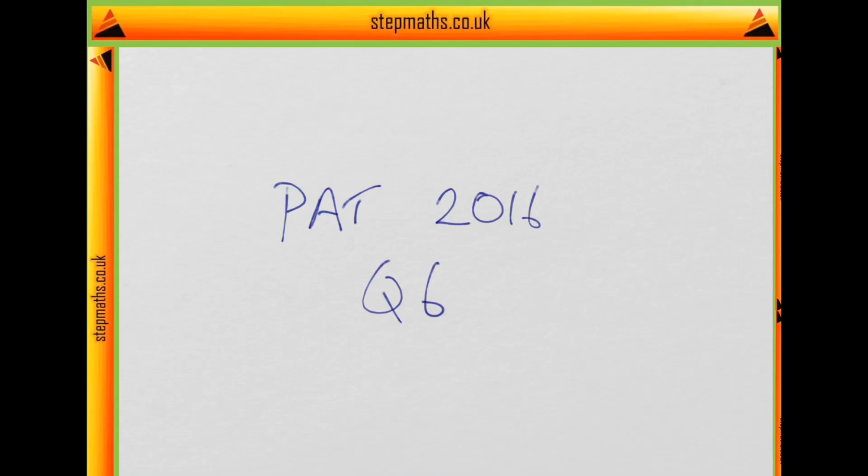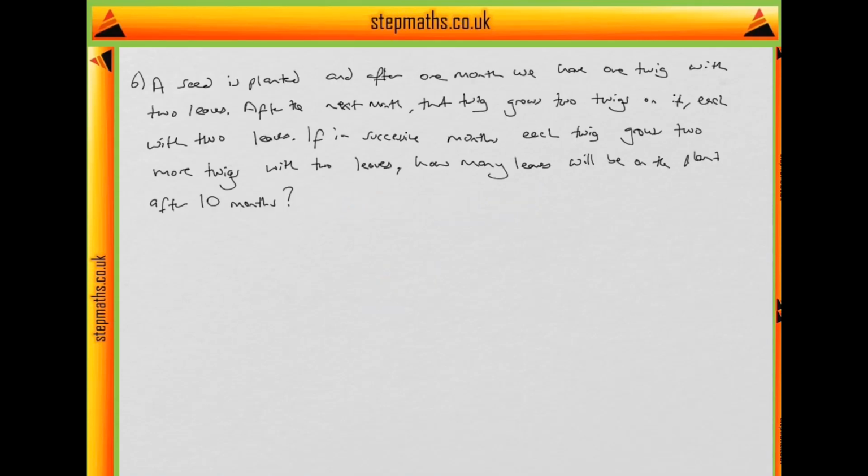Hi, take a look at the PAT paper from 2016, looking at question 6. In question 6 we're told a seed is planted and after 1 month we have 1 twig with 2 leaves. After the next month that twig grows 2 twigs on it, each with 2 leaves. If in successive months each twig grows 2 more twigs with 2 leaves on each twig, how many leaves will we have on the plant after 10 months?